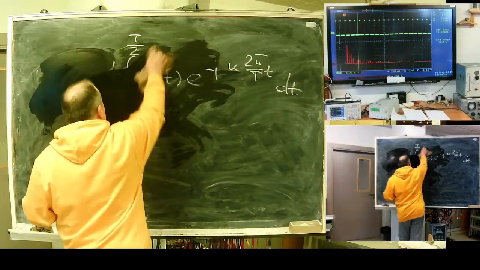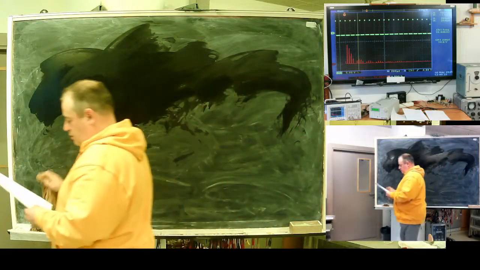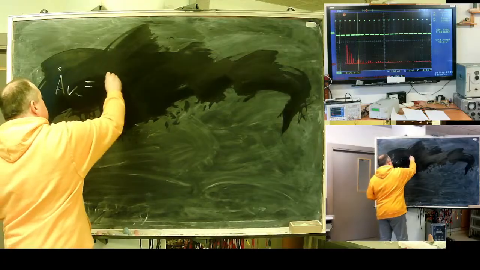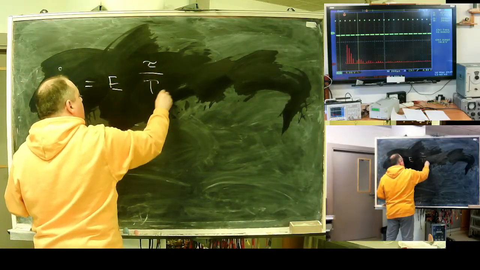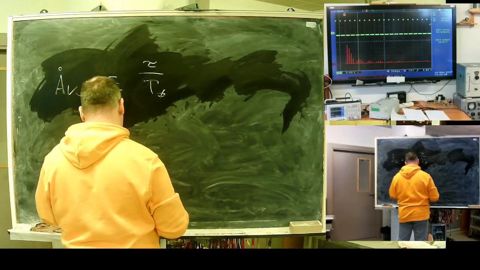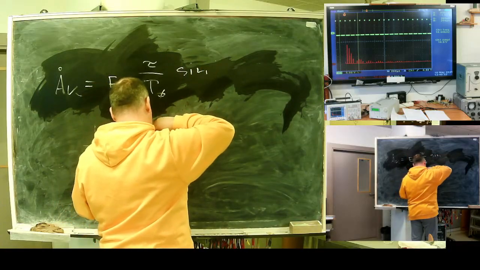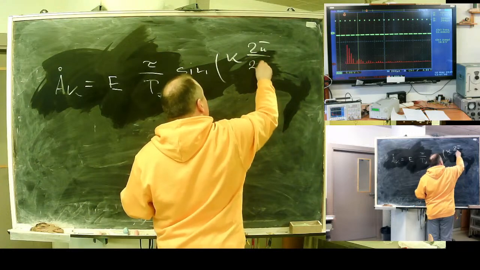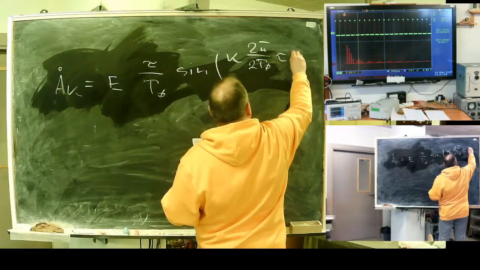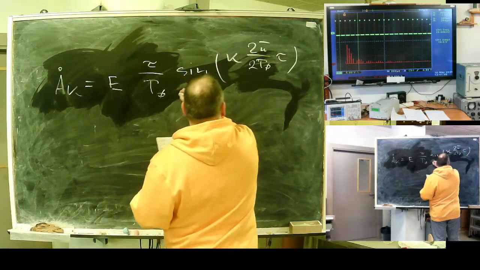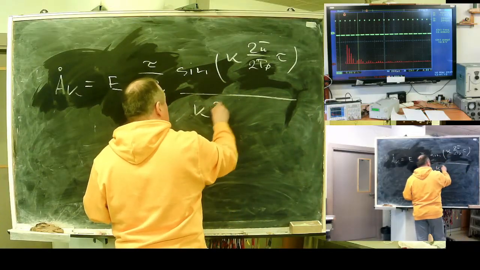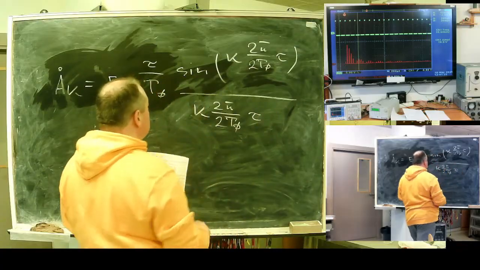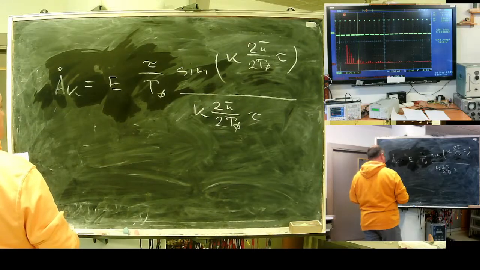But for a pulse sequence, exactly for a pulse sequence, I can use this form: tau divided by T0, sine of k 2π divided by 2 T0 tau, divided by k 2π divided by 2 T0 tau. I'm deliberately keeping this two.